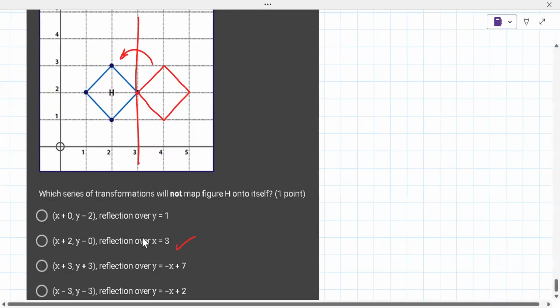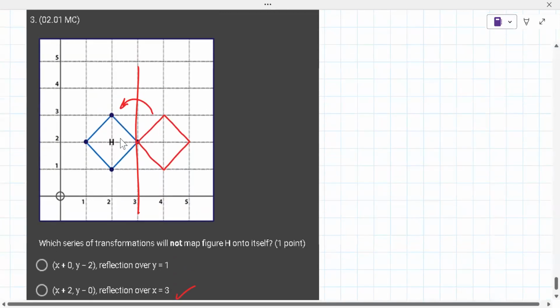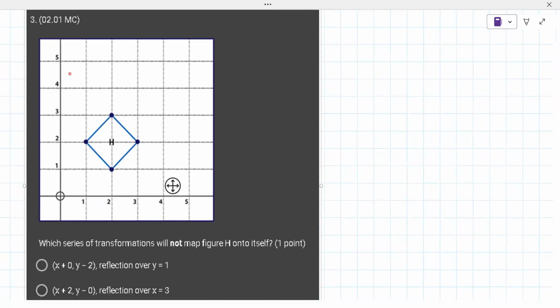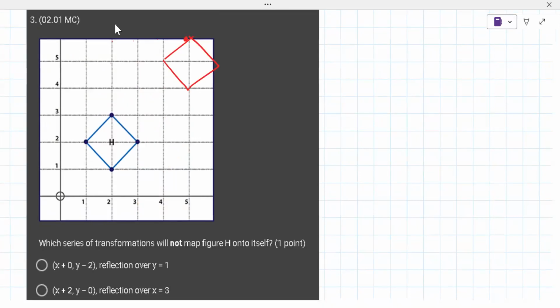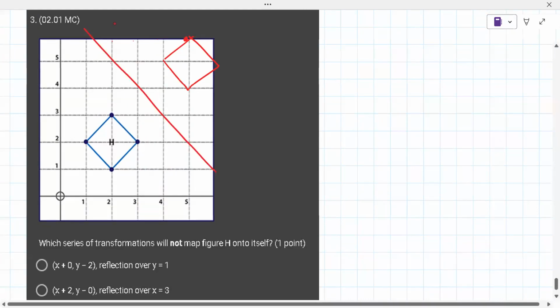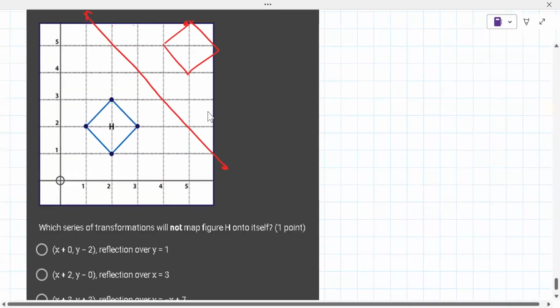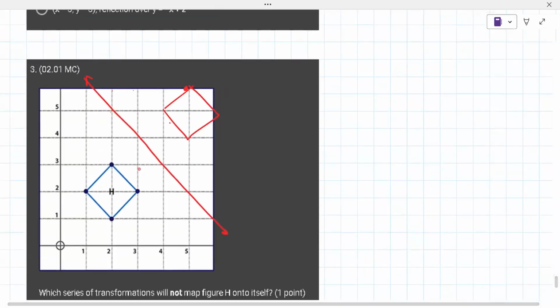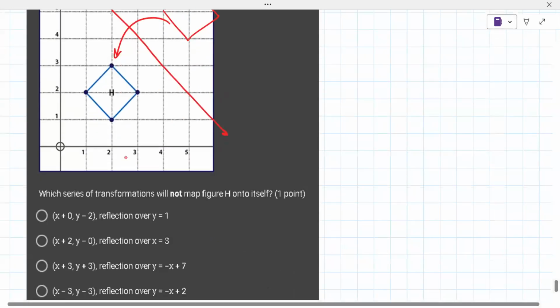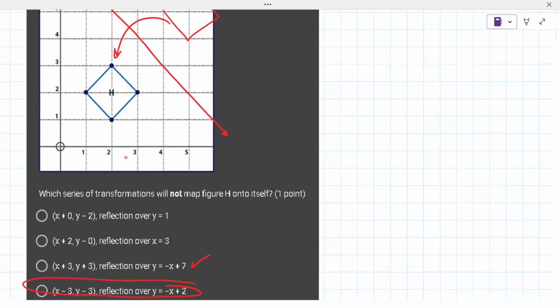All right, so then last one here, x plus three, y plus three. So that's like going up and to the right. So up three, one, two, three, one, two, three, like that. And then the line, there'd be over this line right here. So that reflects back. So that one's out. So it must be the last one there.